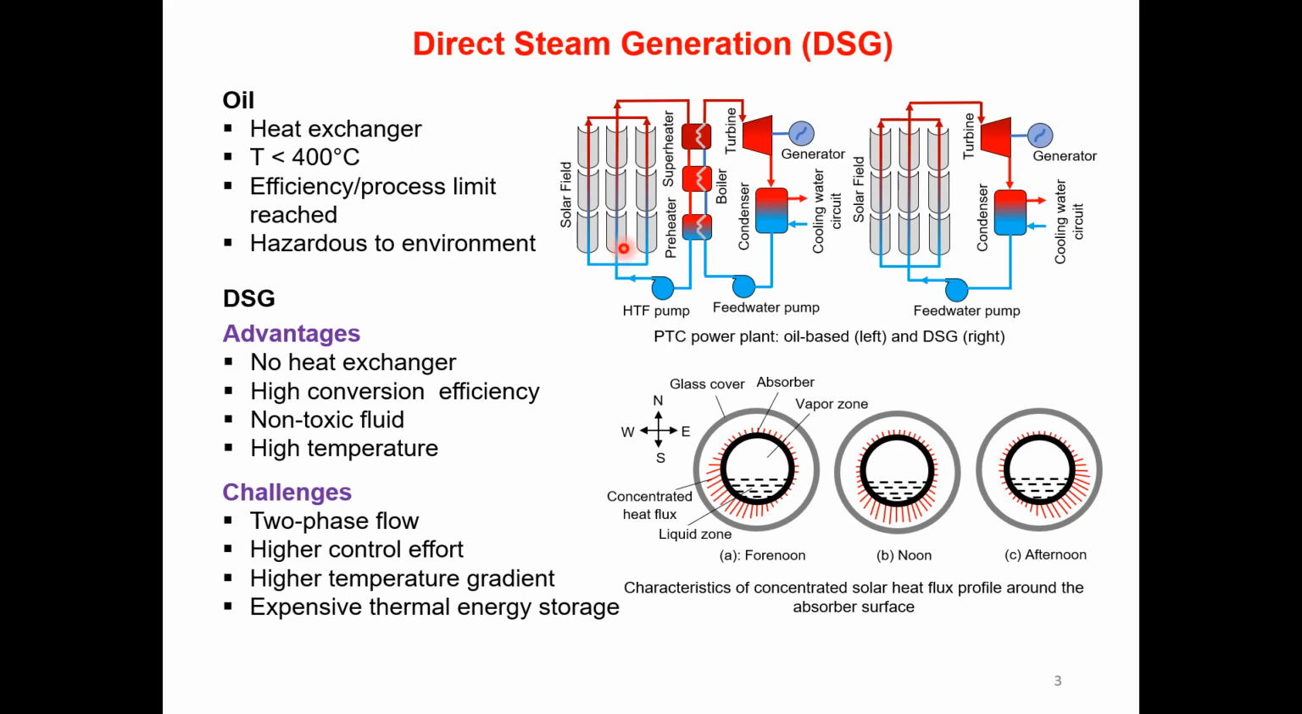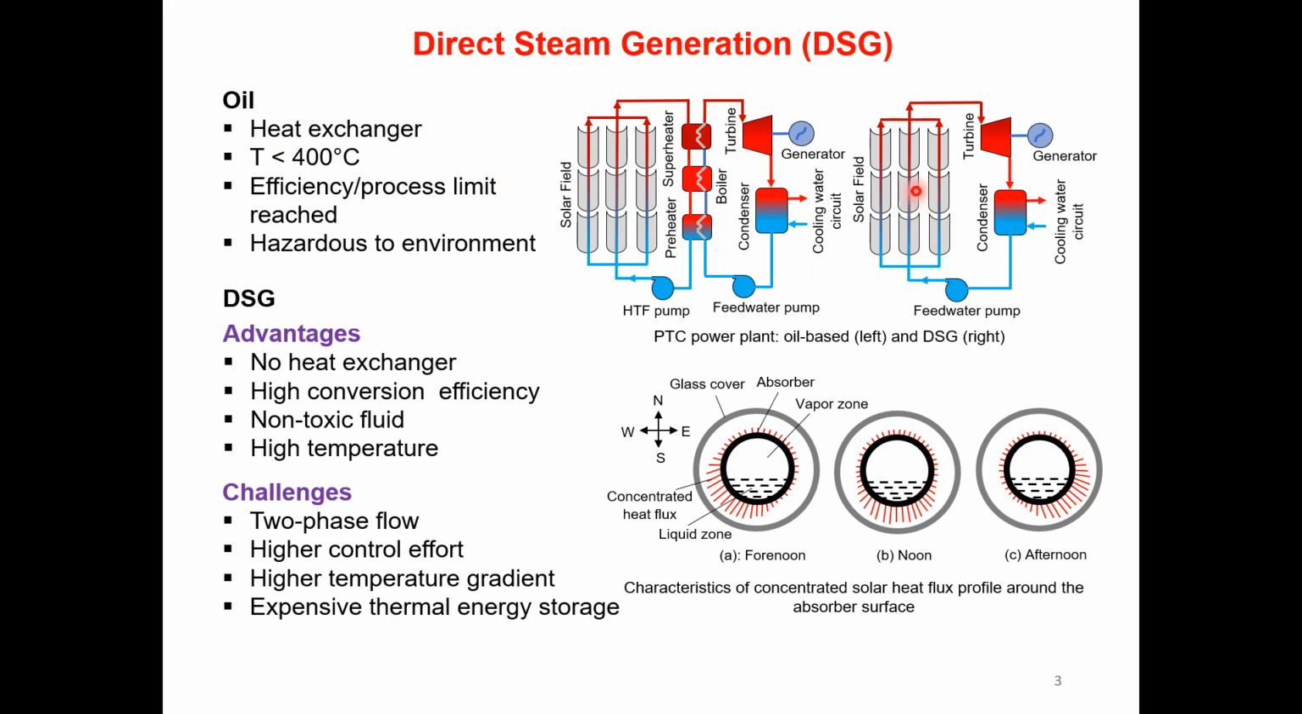Most of the existing parabolic trough solar collector power plants use synthetic oil as heat transfer fluid in the solar field. The maximum operating temperature of synthetic oil is around 400 degrees Celsius, which limits the maximum steam temperature and hence the power block efficiency. Further, there is a requirement of an oil-water heat exchanger, which increases the investment cost.